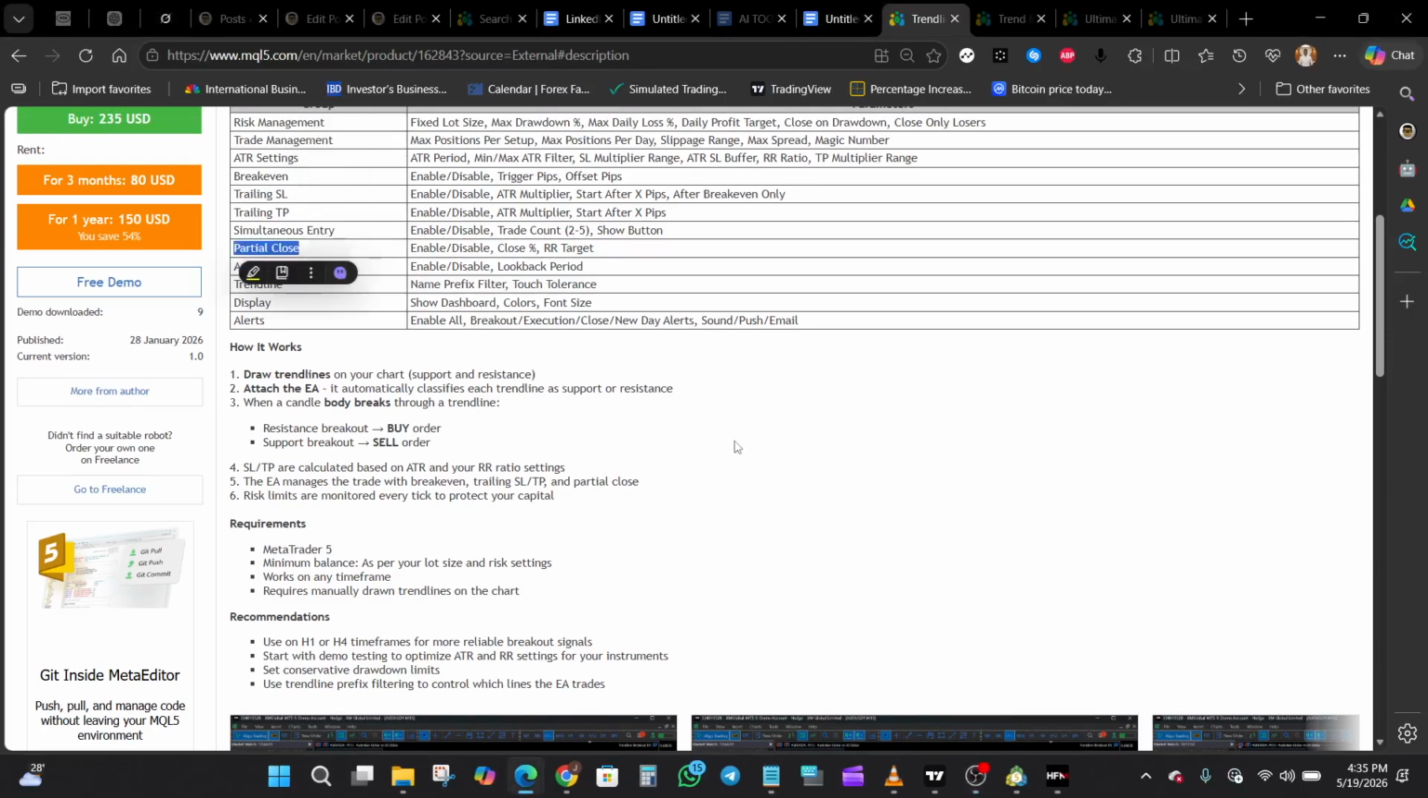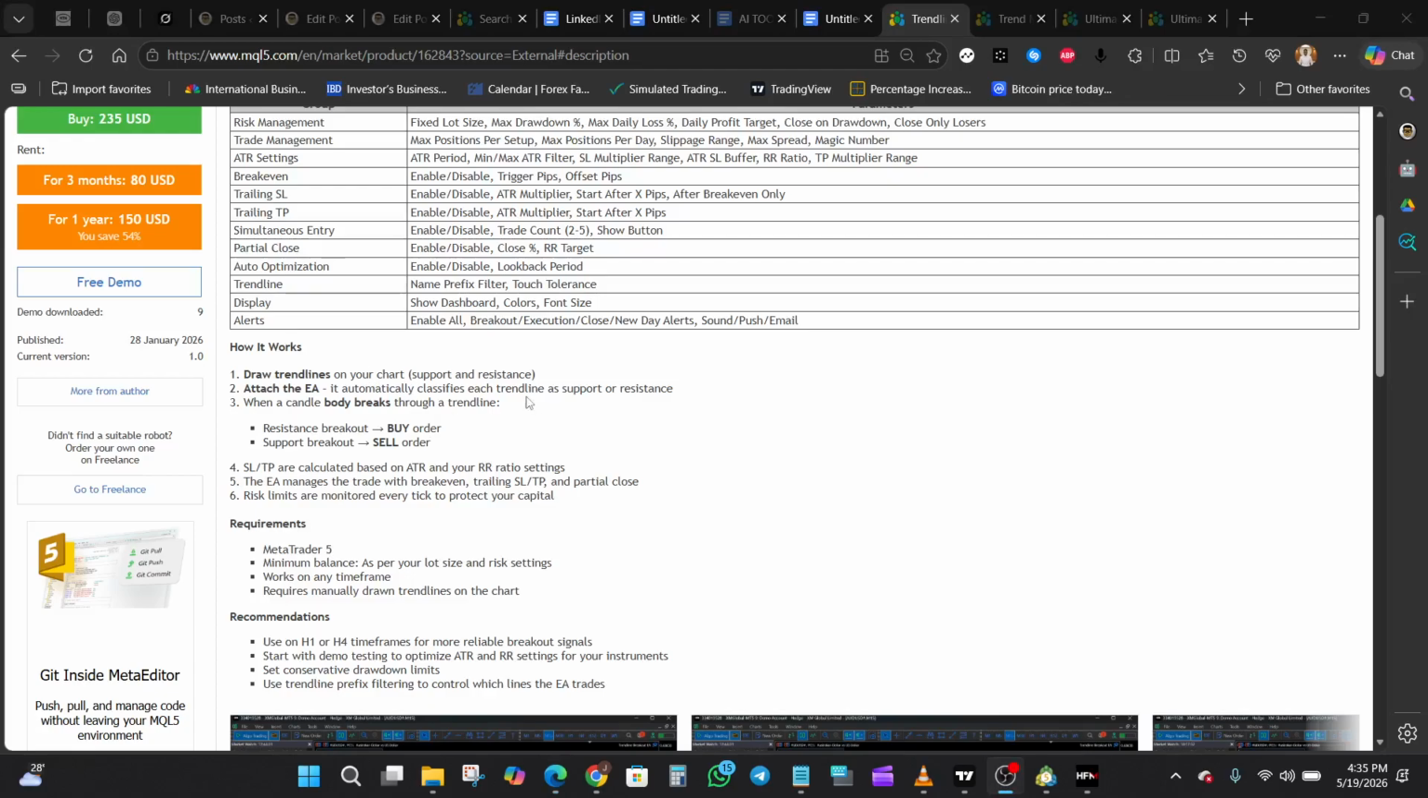All right, you can see that here. The partial close functionality can be a very valuable setting for those who like to close partial when they are in profit and all of that, right? Now, in addition to the partial close functionality, we also have the simultaneous entry controls and auto optimization feature that uses a look back period, right? So on top of that, there is a full alert system and dashboard display options, which makes it easier to monitor trade activity directly on the chart.